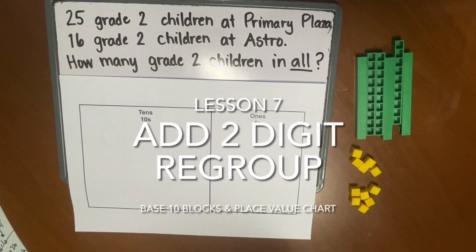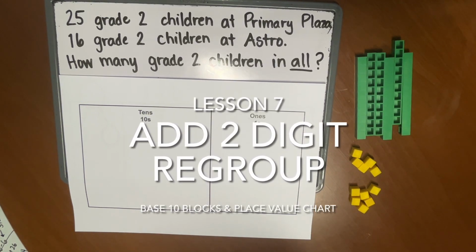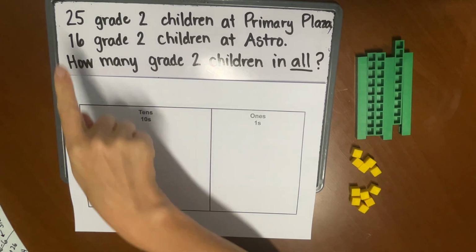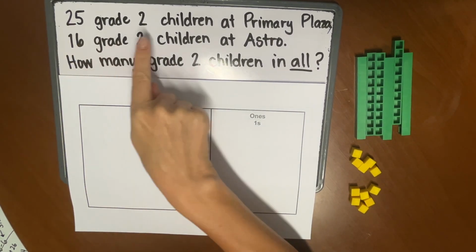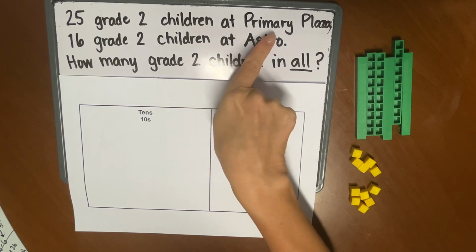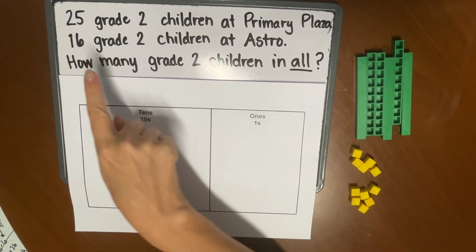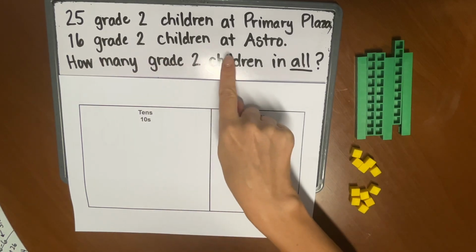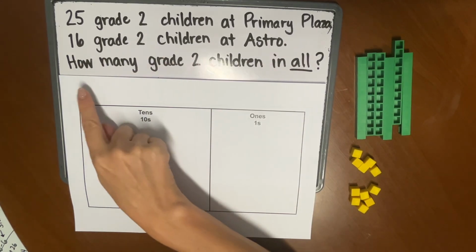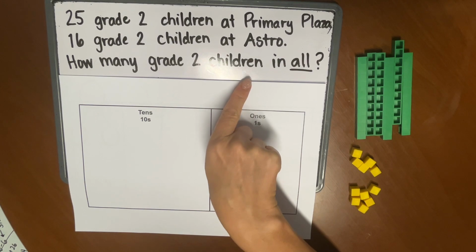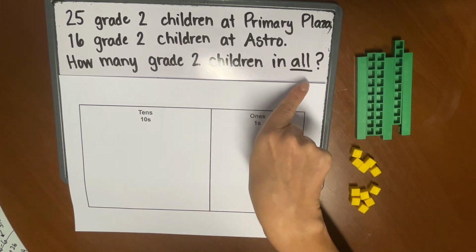Miss Bishop was looking for grade 2 children during playtime. She saw 25 grade 2 children at the primary plaza. Then she saw 16 grade 2 children at the Astro. How many grade 2 children did Miss Bishop see in all?